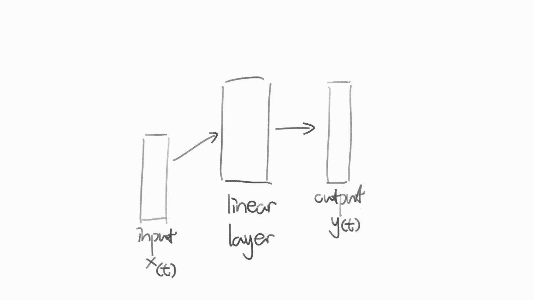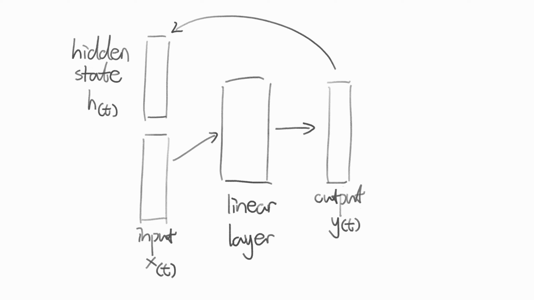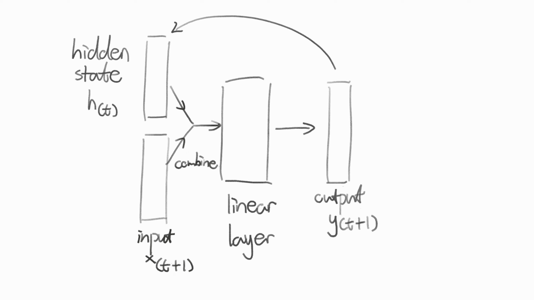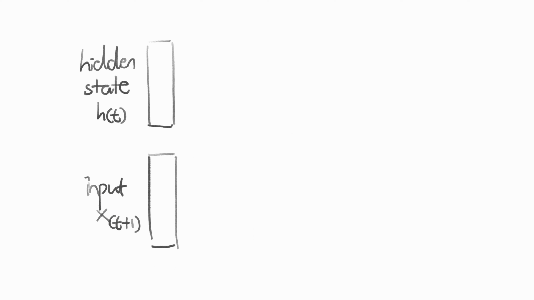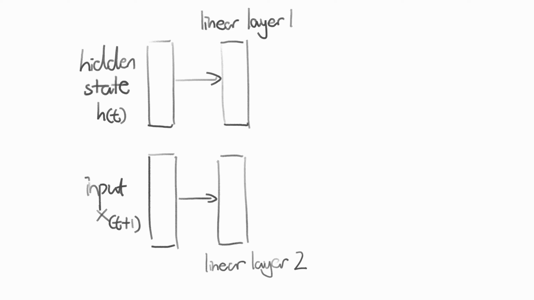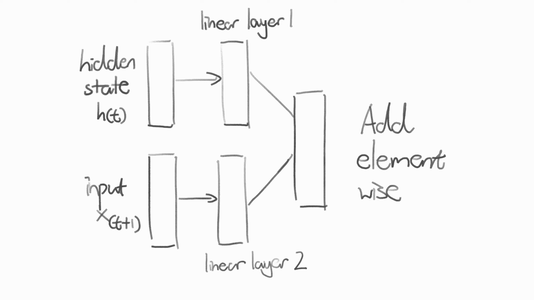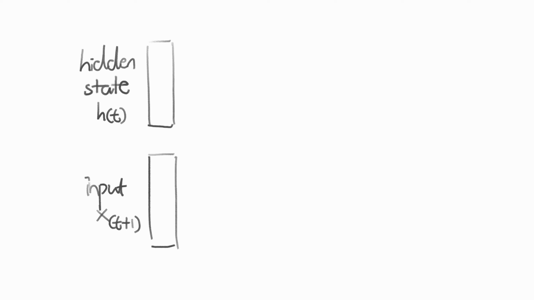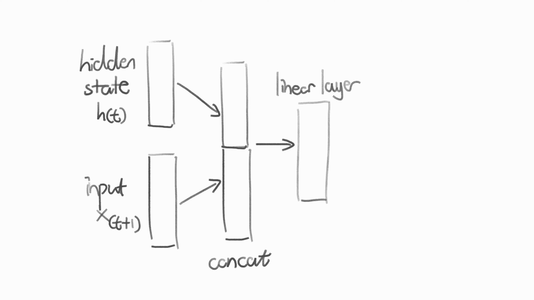However, for an RNN, it keeps a copy of this y_t as a hidden state, h_t. This hidden state is passed along to the next time step, where it's combined with the next input vector, x_{t+1}, to produce the next output, y_{t+1}. There are 2 common ways to combine the hidden state and the new input. One is summation. The hidden state and input vector go through separate linear layers, and then their outputs are summed together element by element. The other is concatenation. The hidden state and input vector are concatenated and passed through a single linear layer.